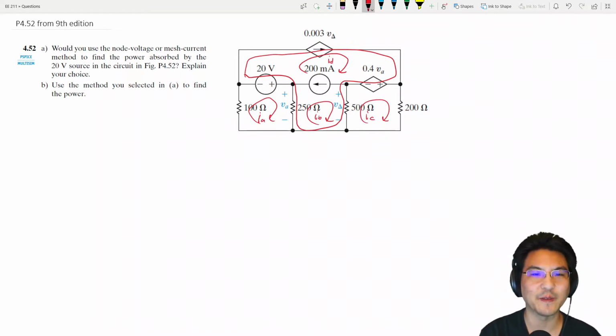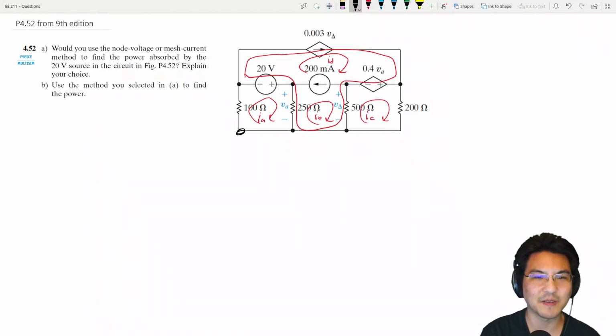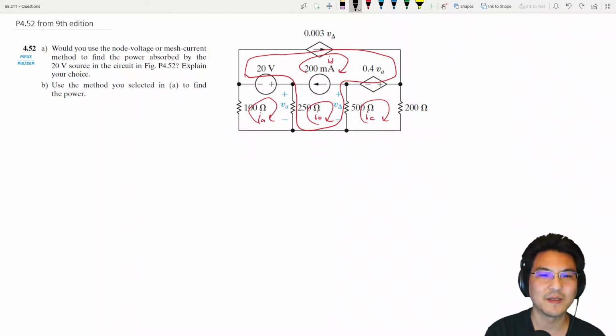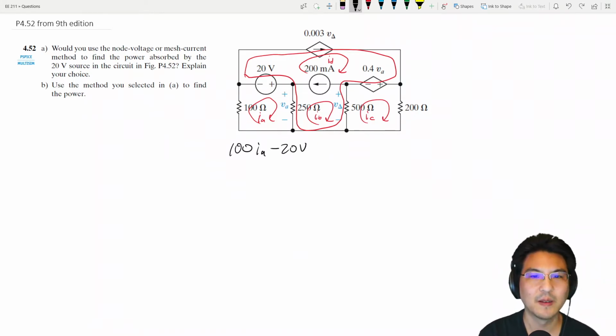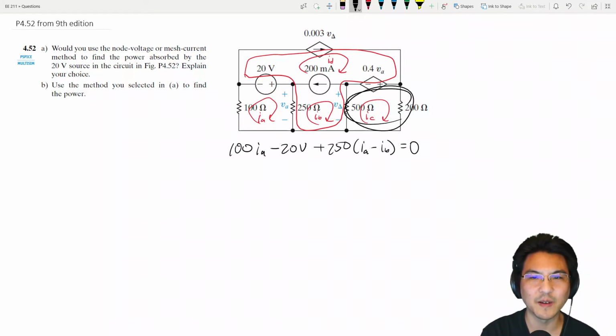You can write KVL for this mesh, and then the super mesh. So let's say we did that. So for this mesh over here, let's go around clockwise. I'll start right here. So KVL, so 100 IA, and then over here, minus 20, and then over here, 250 (IA minus IB). Okay, now let's go KVL over here.